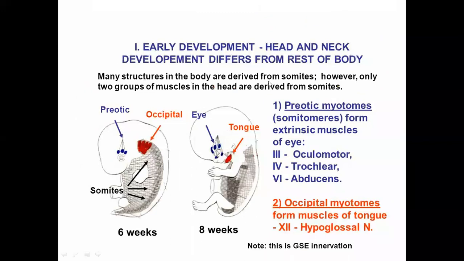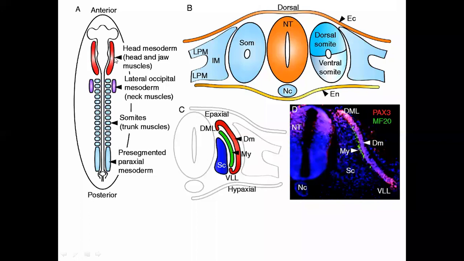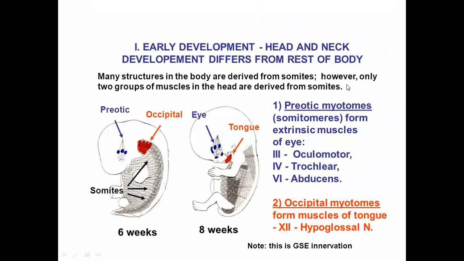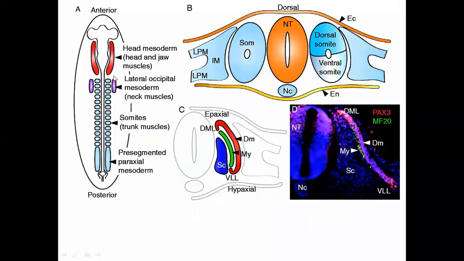Many structures in the body are derived from somites. Somites can be seen throughout the body, isn't it? You can see that throughout the body, but in the head and neck region it is differentiated in a different way, as you can see in this, which is marked as red, and here also it has some other fate. However, only two groups of muscles in the head are derived from somites. So in the head region, there are two groups of muscles which are going to derive from the somites. Or in other words, in the head and neck region, the somite shows some changes. So what is that?